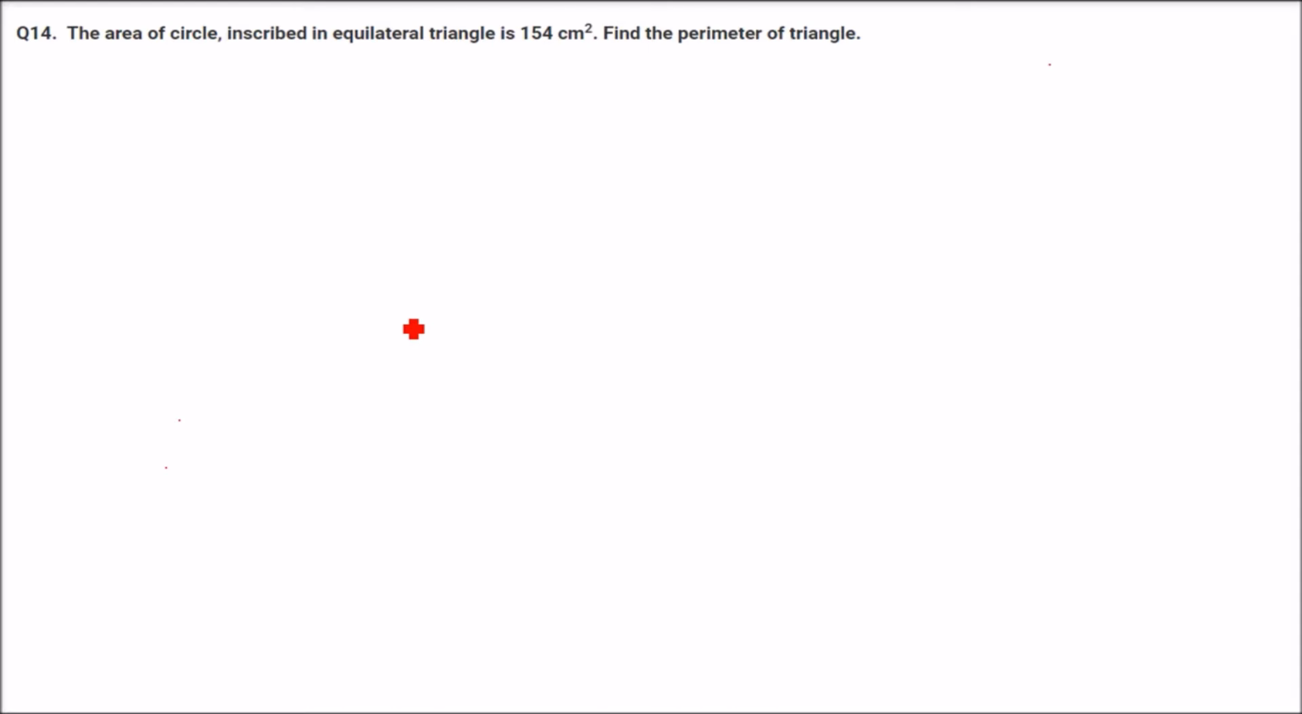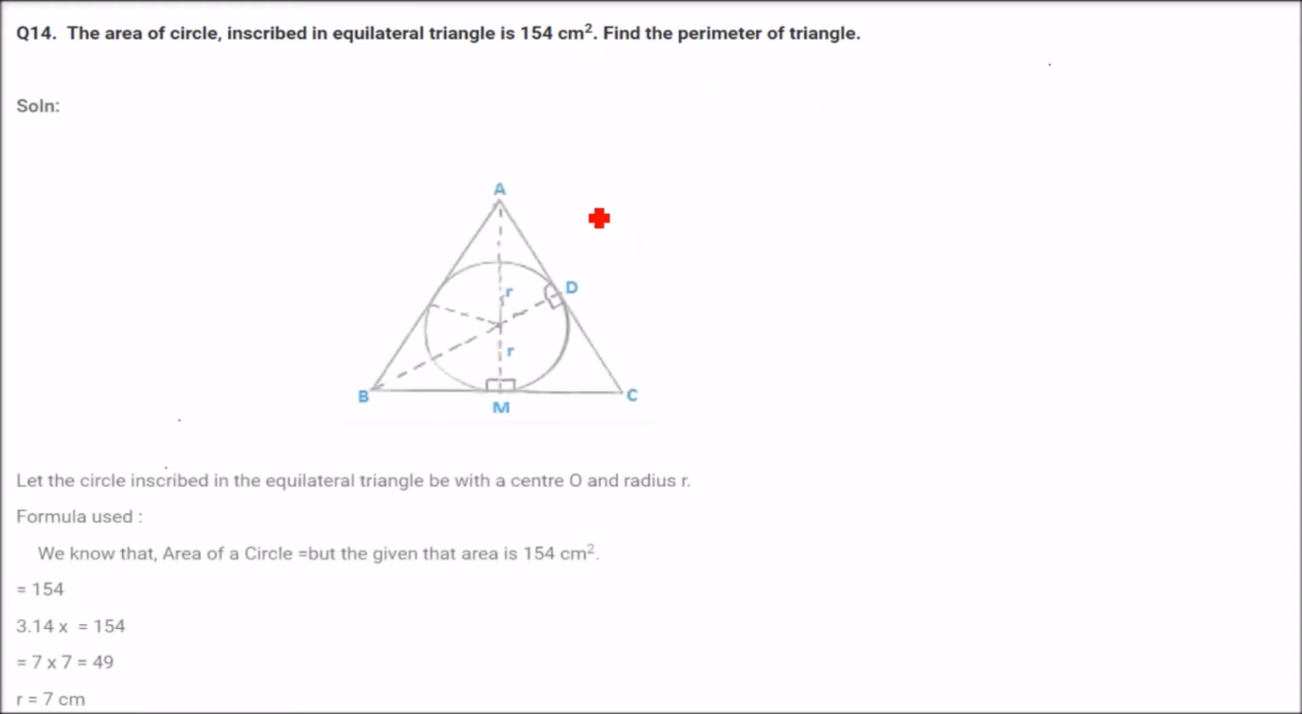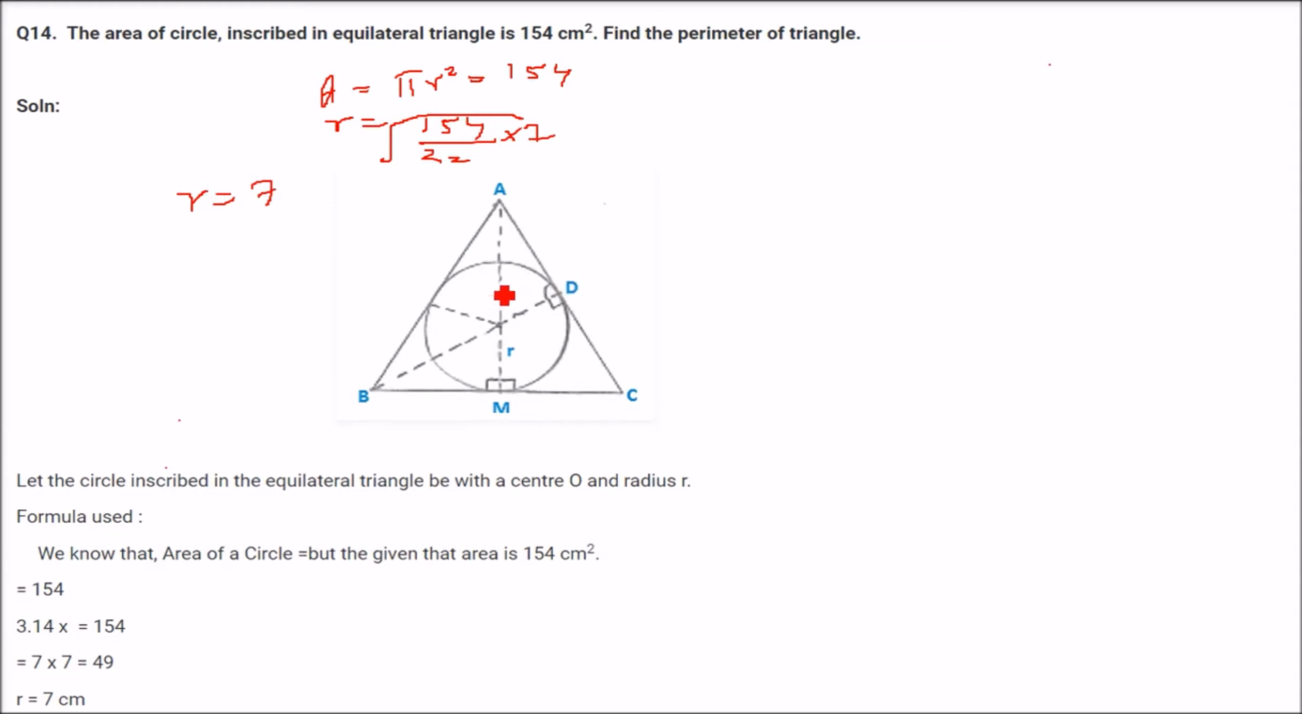Next question: the area of a circle inscribed in an equilateral triangle is 154 centimeters square. Find the perimeter of the triangle. So here we have an equilateral triangle and there is a circle which is inscribed. The area is given. So area of circle is pi r square, and this is given as 154. So R square will be equal to 154 by pi, that is 154 into 7 by 22, which gives 49, and taking the root, R will be equal to 7. So this radius is 7. From here to here it is 7, from here to here it is 7.